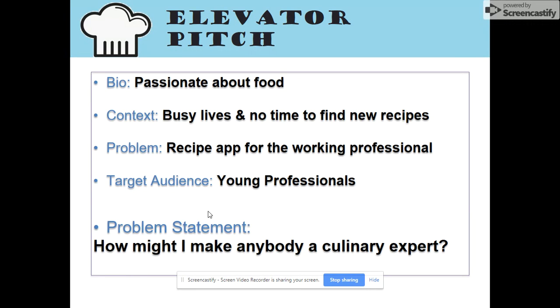So the problem statement actually was how might I make anybody a culinary expert? And that'll be key the whole way through this, that I'm taking the average person here, not somebody who has a lot of experience in these foods or a lot of experience with ingredients. It's going to be how might I make anybody a culinary expert? So whatever decisions are being made, they're always being made with that in mind, just to keep everything as simple as possible, but just to really bring home the expertise.